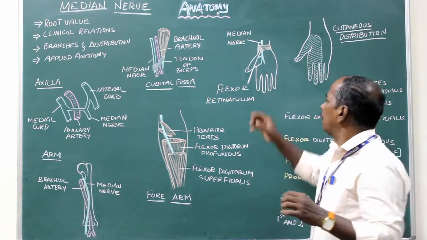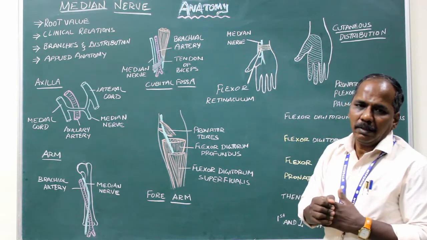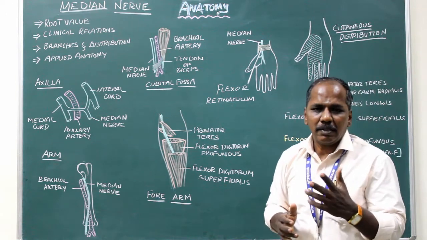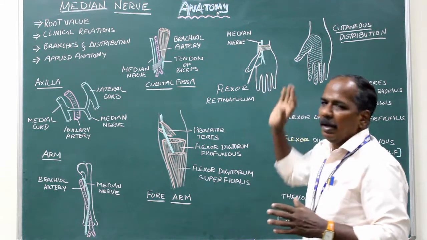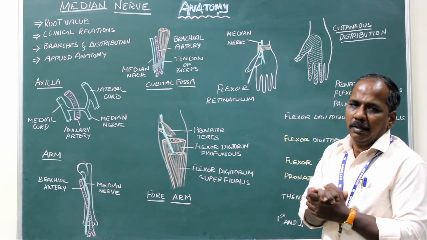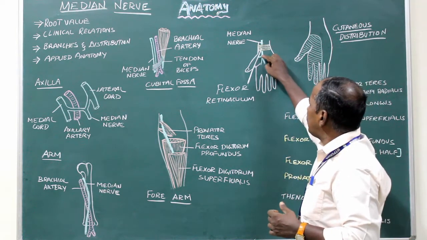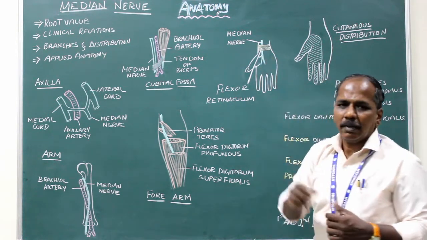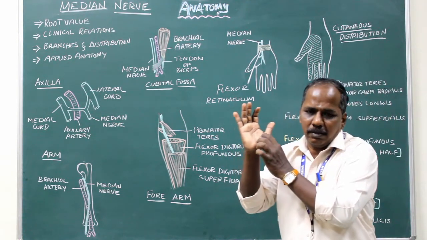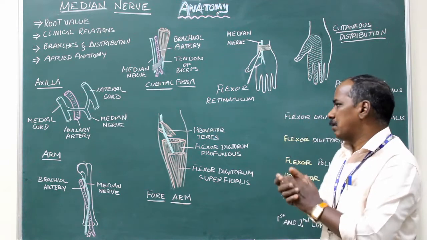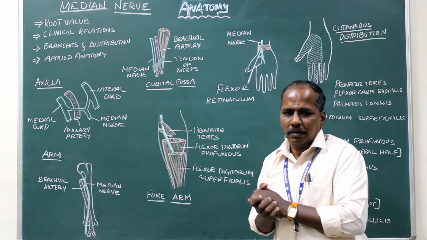In the hand, it divides into lateral and medial division. It divides into two divisions, lateral division and medial division, and ends by supplying the hand. Okay. Just below the flexor retinaculum, it sends a recurrent branch to the thenar muscles. So this is the important clinical relations.